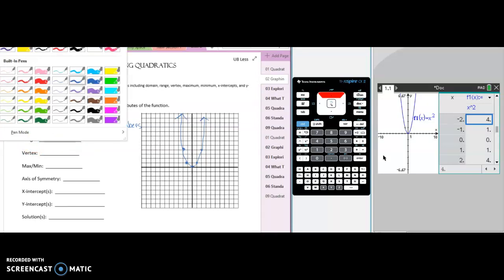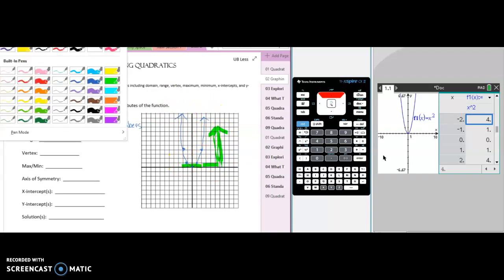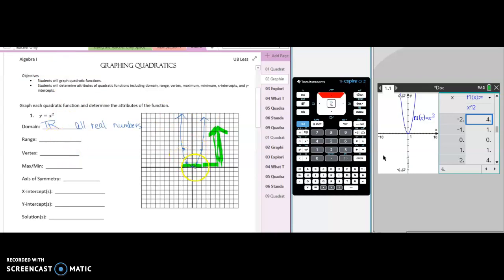And then we need to talk about the range. Now the range is your y value. Remember our notes, we start at the vertex. So here's our vertex right here, and we go up or down. Our graph goes up, right? Every point on this graph is counted in our range, and every point on this graph is greater than or equal to 0. So our range is y is greater than or equal to 0, because it actually touches 0, so it does include that. So we've taken care of our domain and range.